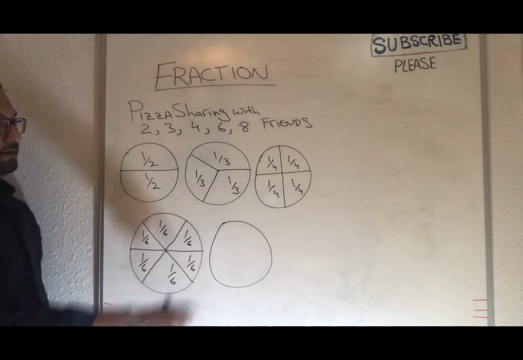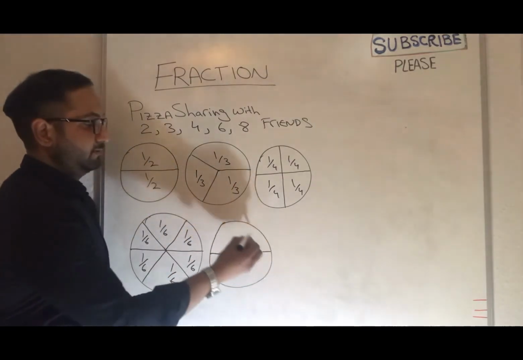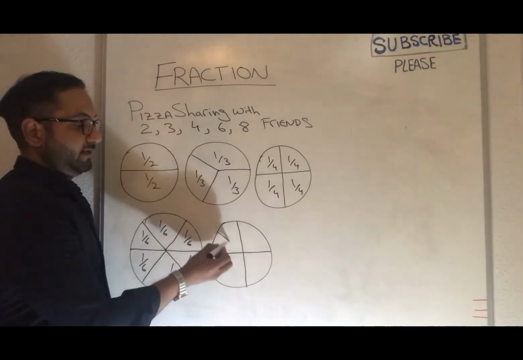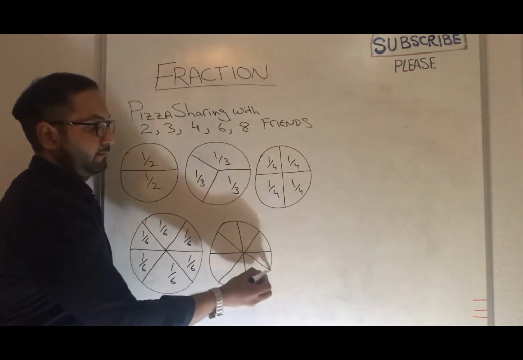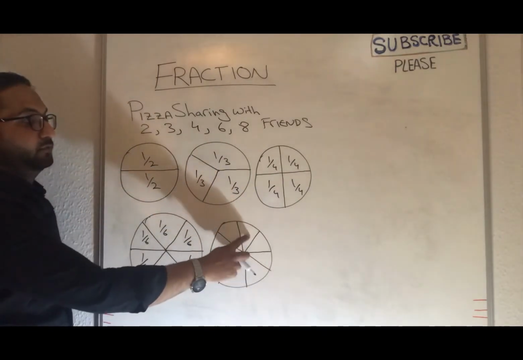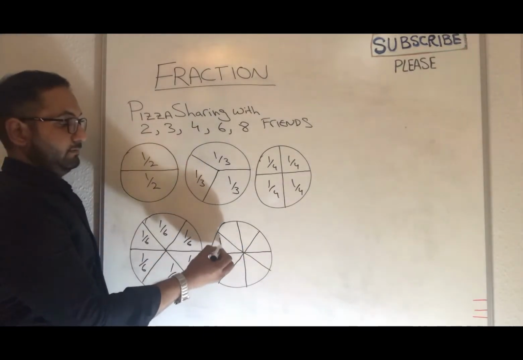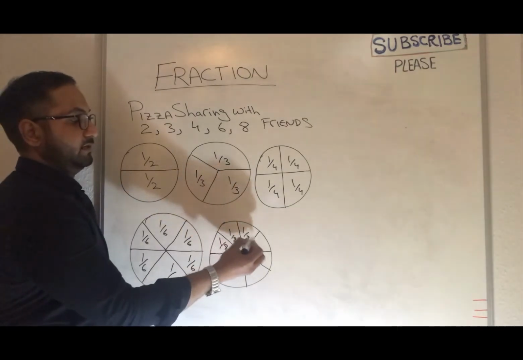If we are sharing with 8 friends, so half and half. How many total? And then half, half. So we have how many? 8? 1, 2, 3, 4. 1, 2, 3, 4. 8 total parts. So we can say that 1 out of 8, 1 out of 8, 1 out of 8.